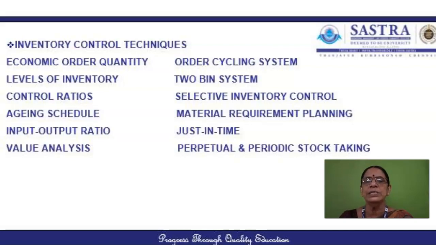Consumption during the lead time plus the review period. So 4,810 into 6 plus 2 weeks, it comes to 38,480 units. Safety stock should cover the fluctuation in demand during the lead time as also the review period, that is 6 plus 2, 8 weeks, plus the lead time fluctuations.